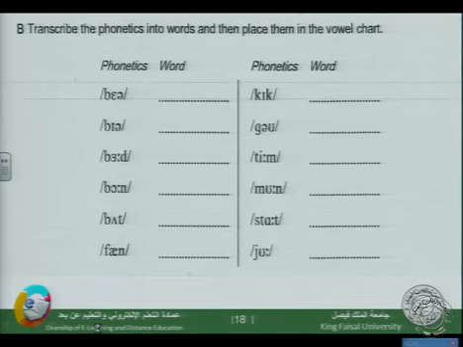Transcribe the phonetics into words and then place them in the vowel chart. The vowel chart I just provided you with. Okay?